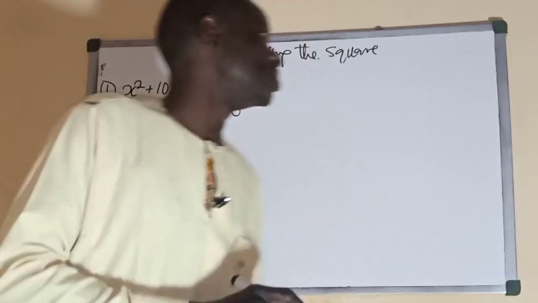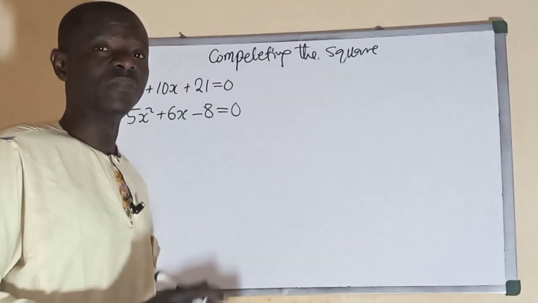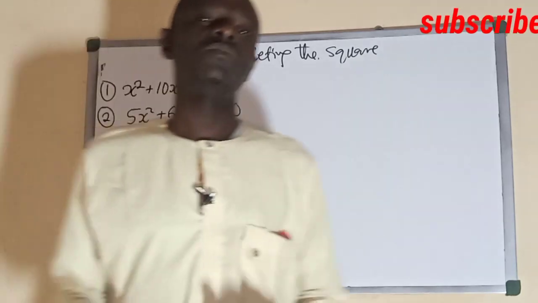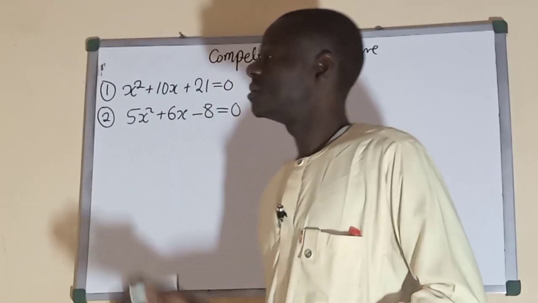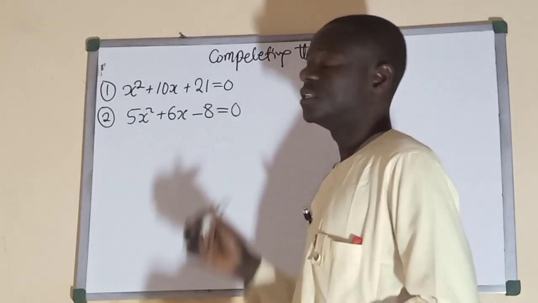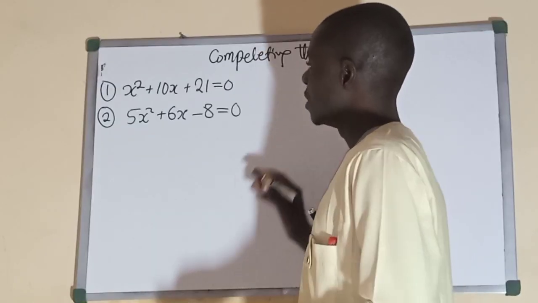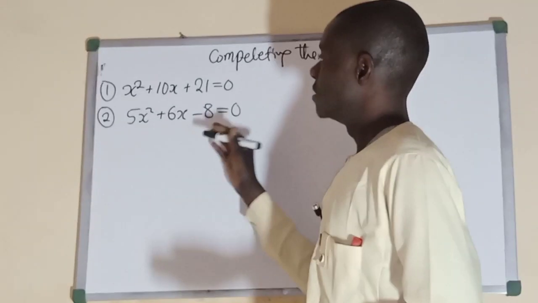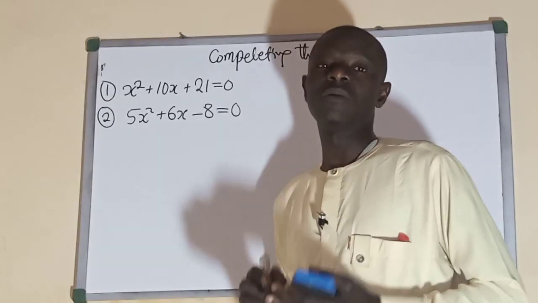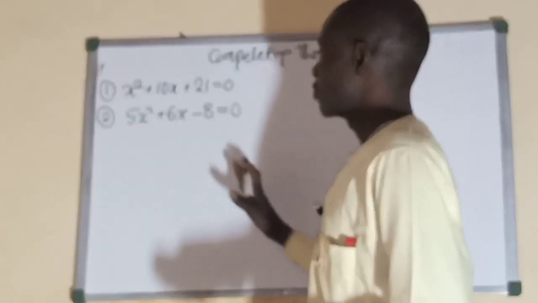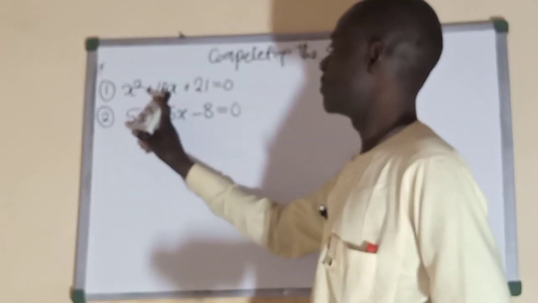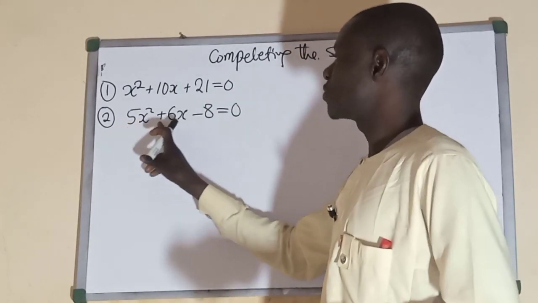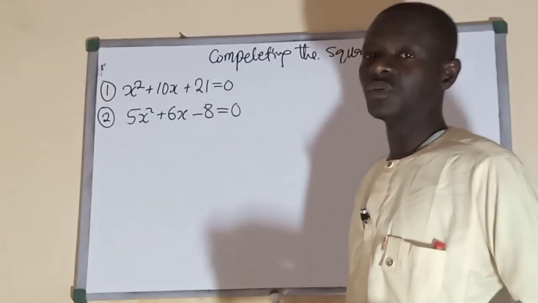Today we are going to continue from where we stopped under the completing the square method. In our last video we saw how to solve a quadratic equation using completing the square, and today we are going to see another example using the completing the square method. The next questions are: x squared plus 10x plus 21 is equal to 0, and 5x squared plus 6x minus 8 is equal to 0.